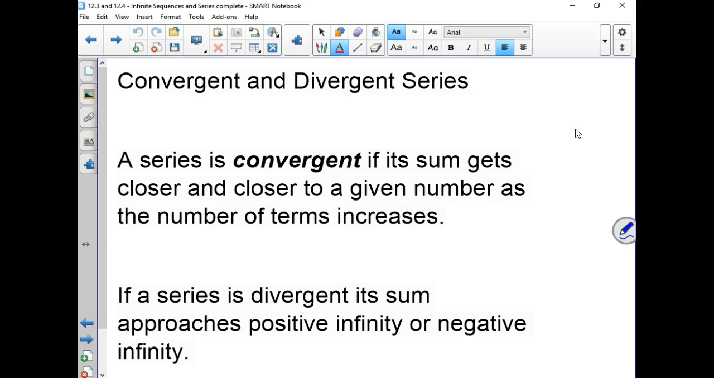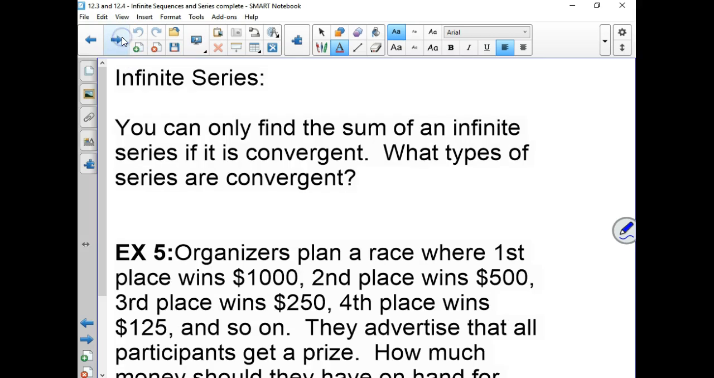So convergent gets closer and closer to a number. You may see a question on your exam, which of the following is convergent. That should mean it gets closer and closer to a given number. So you can only find the sum of an infinite series if it is convergent. And there's only going to be one type of series that we've looked at that is convergent.